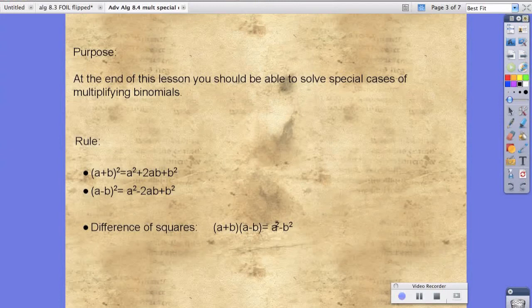The last one is called the difference of squares. And it's called the difference of squares because if you look at it, after the equal sign, you have a squared minus b squared. So really you have the difference, the subtraction of these two squares, or the difference of two squares. And what happens is when we see it multiplied as two binomials, it's a plus b times the quantity a minus b. So notice they look exactly the same, but different sign.